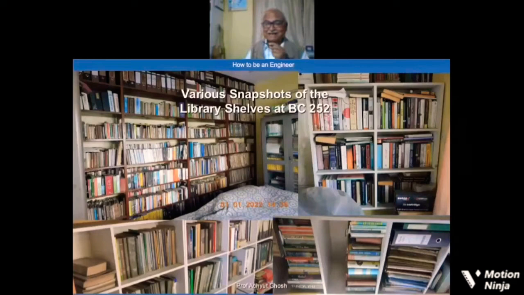These are snapshots of various libraries in our residence at BC252 Salt Lake. I stay in BC252 Salt Lake, and my garden has been taken away, so I have got a rooftop garden, which I'll show in due course. And these are the various libraries I study. It doesn't matter that you have to study 100% of the books you have purchased. But having the book, knowing where to consult it when the demand arises, you have a rough idea of the book. So at the time of need, you just study the appropriate portion and your knowledge is better.